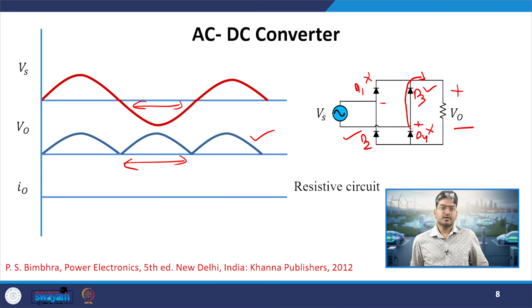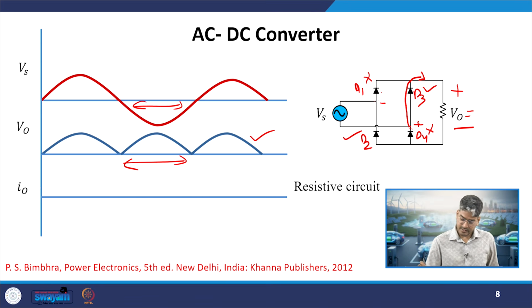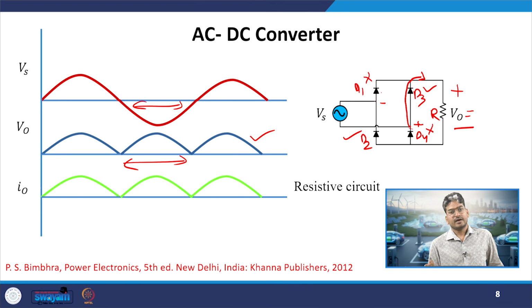Now, what will be the load current? Suppose I have a resistance at the output. For simple illustration, we will consider a resistive load with resistance R. Then we get a rectified sine wave at the output stage. Its magnitude will depend on V0 by R, the resistance value. Based on that, the amplitude will change, but the shape will be a rectified sine wave.